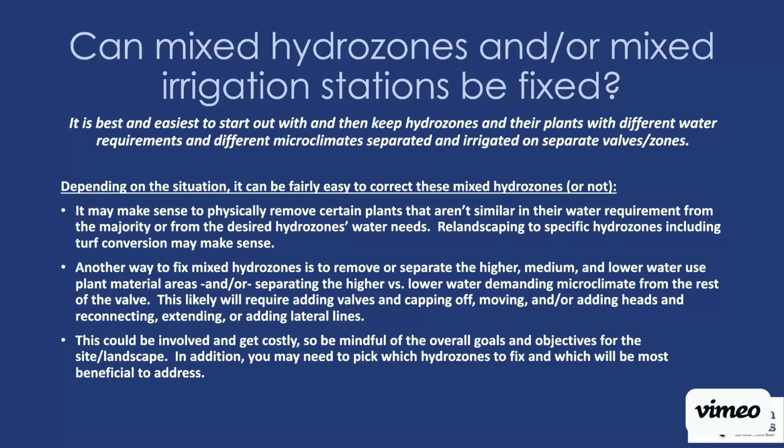But it can be fairly easy sometimes to fix these hydrozone problems, but other times, it can be like everything is wrong. You've got a mixture of plant material, you've got a mixture of irrigation emission types, micro sprays, drip, rotors, all in the same zone, or two or three of those in the same zone. That's usually fixable.